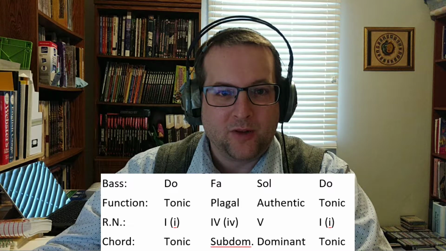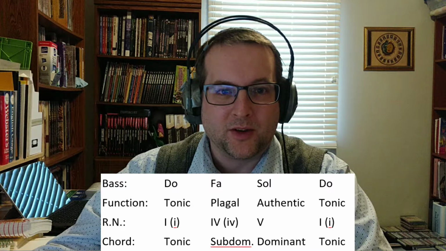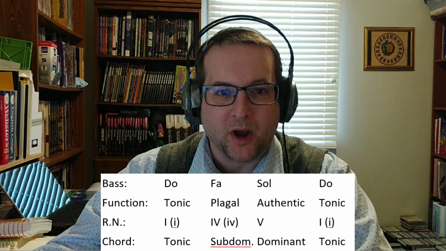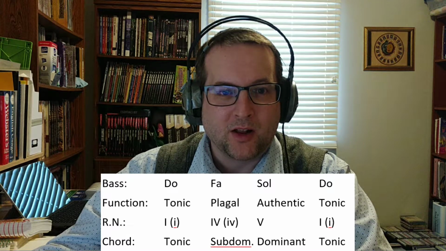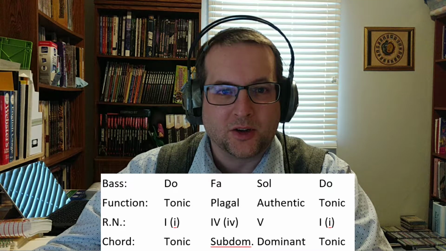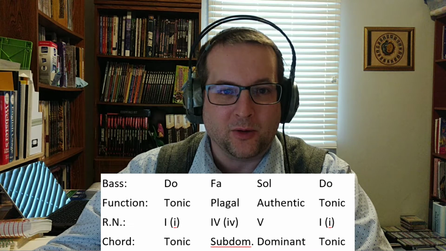Fa 5/3, fa up a third is la or lay in minor, fa up a fifth is do. So our notes fa, lay, do, or fa, la, do, depending on major or minor. In a major key, fa, la, do is a major chord, fa, lay, do is a minor chord. Because fa is the fourth scale degree, we give that the Roman numeral 4, just like we did Roman numeral 1 for the note built on the first degree of the scale, do.